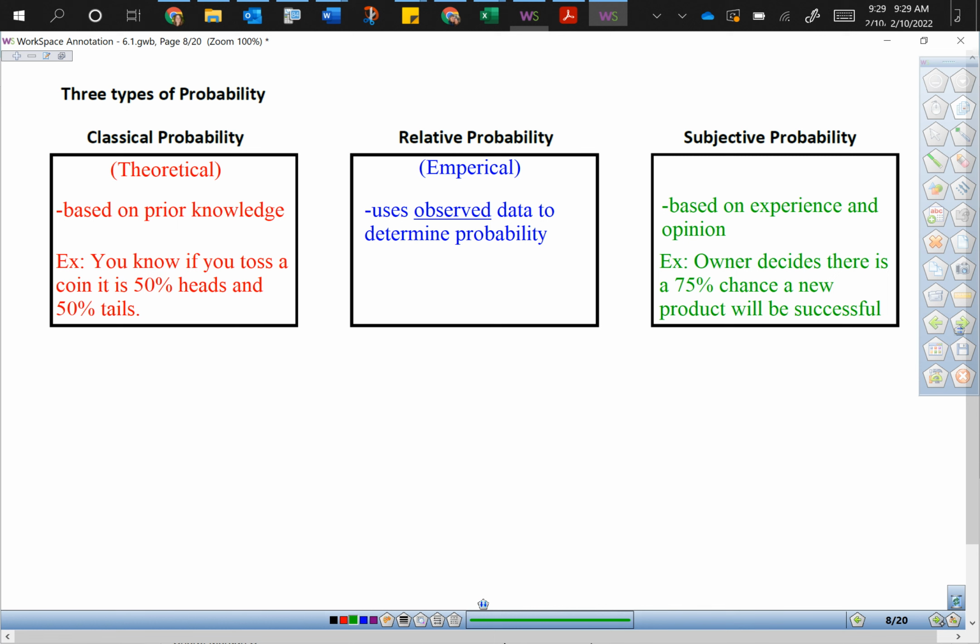Do we have any questions over these three types? What do we think about these explanations? Are they good explanations? Do they make sense to you?